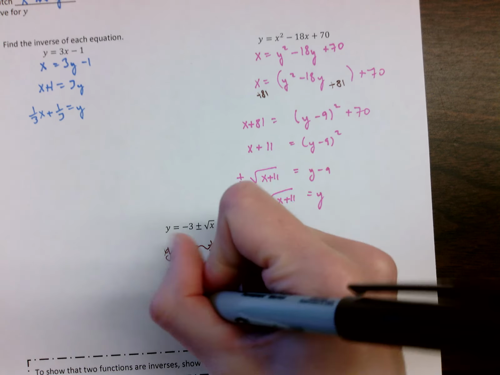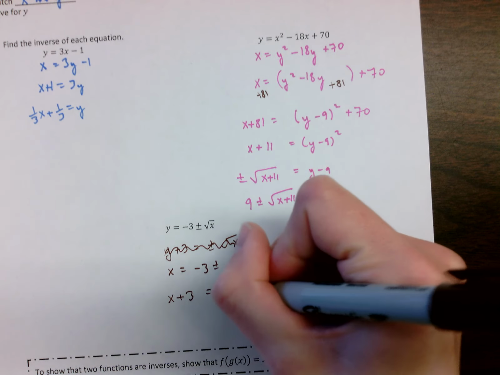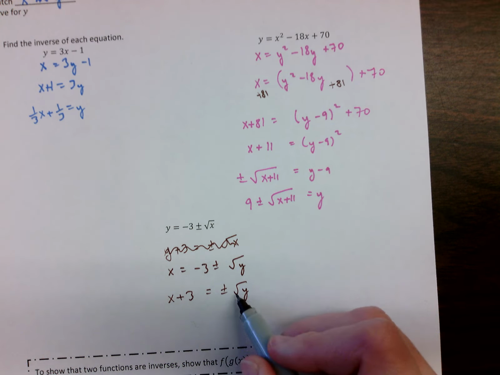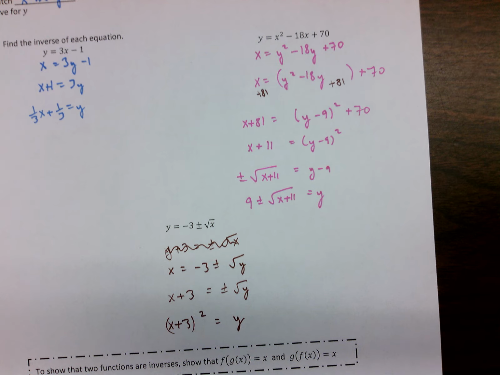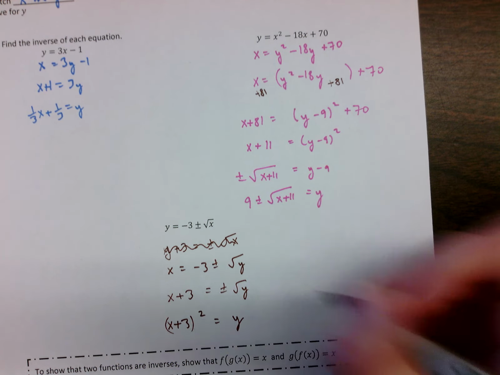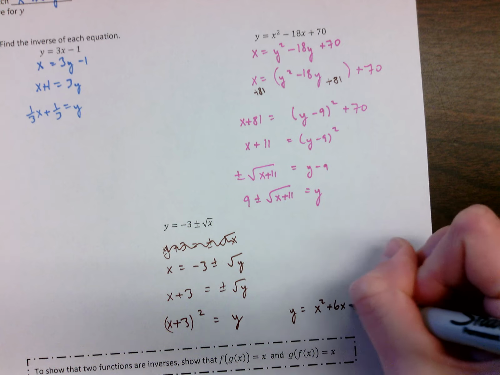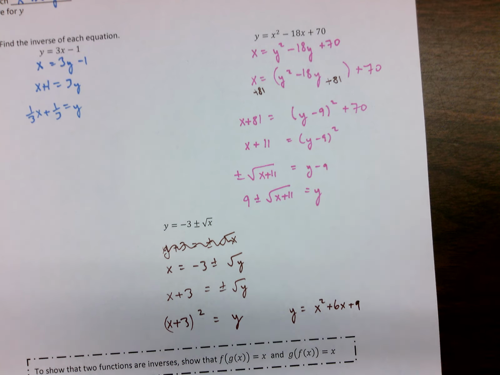Then I'm going to move the 3 over. Okay. And now I'm going to square both sides, right? To get rid of that square root, I'm going to square both sides. So I'm going to get x plus 3 squared equals y. And that's my inverse function. You could also write that out as x squared plus 6x plus 9. And those are our inverse functions.